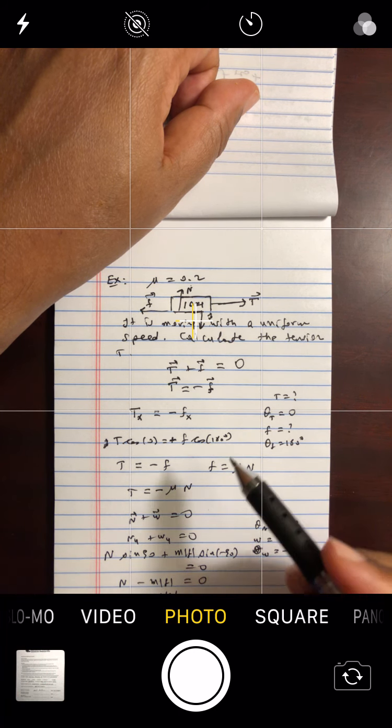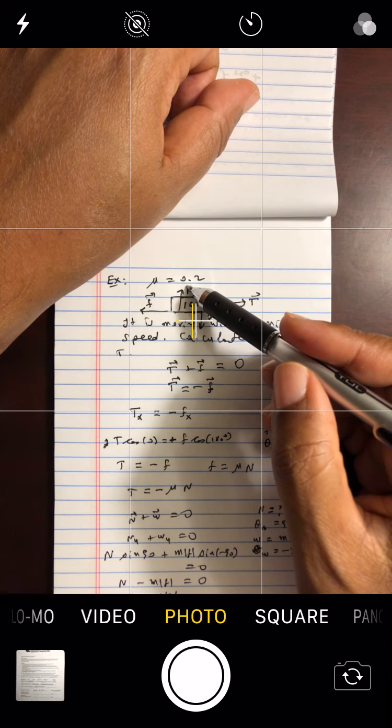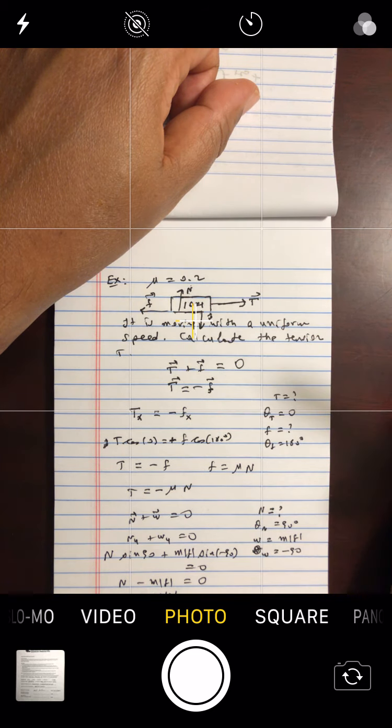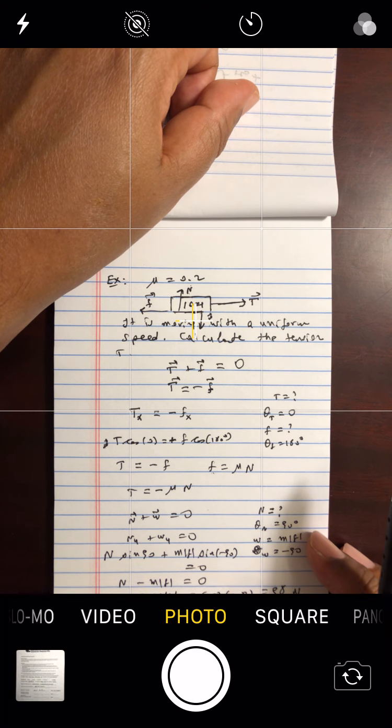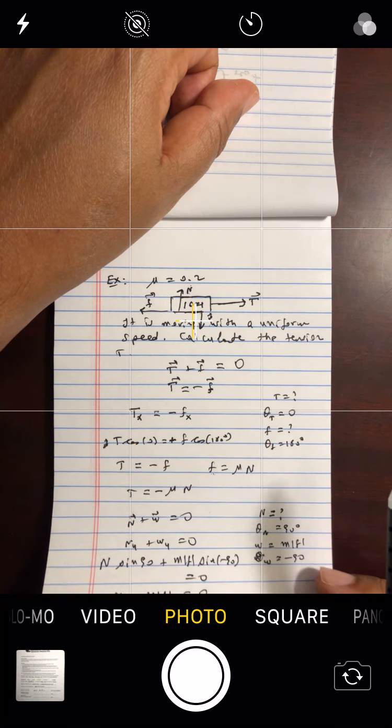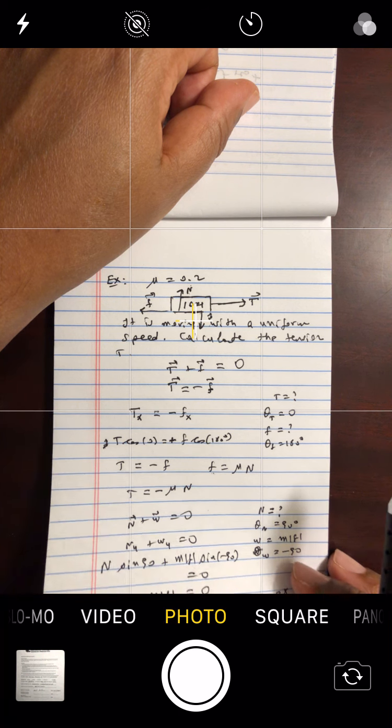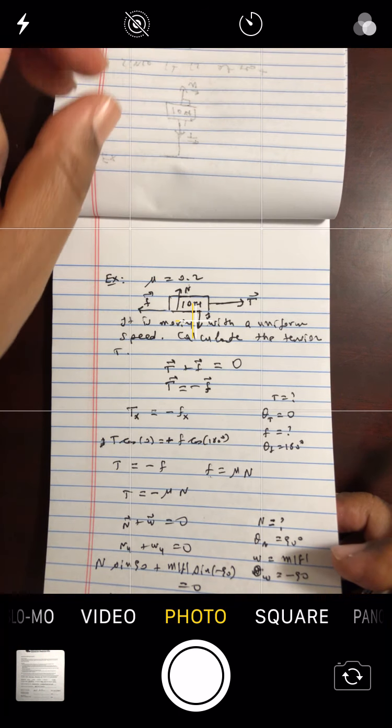All we're saying is this force is balancing this force. I'm just trying to be technical about it, but you don't have to go through this to figure this out. So this would be 10 times 9.8, that is 98 newtons. And over here, we have the friction is mu times N.